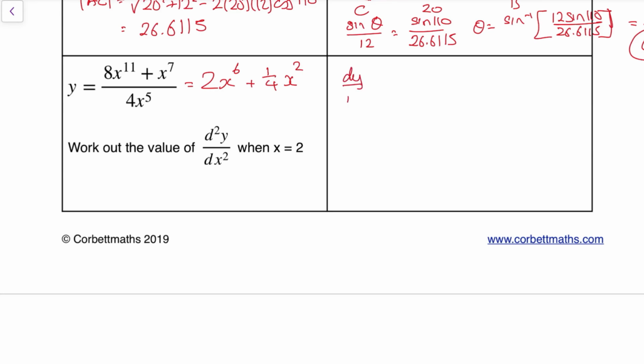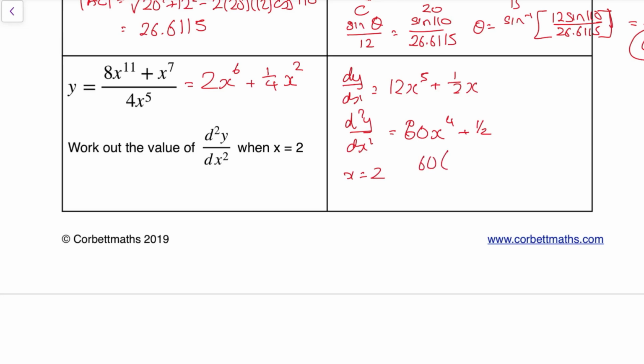So differentiate it once, so dy/dx is equal to 12x^5 plus a half x, and differentiate it again, so d²y/dx² is equal to 60, big number, 60x^4 plus a half. And then I put in x equals 2, the half does matter, put in x equals 2, and so that's going to be 60, 2 to the power of 4 is 16, plus a half, and that's going to give me 1921 over 2. Or the calculator tells me that's 960.5.